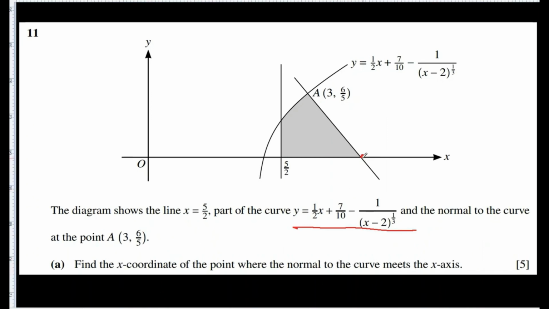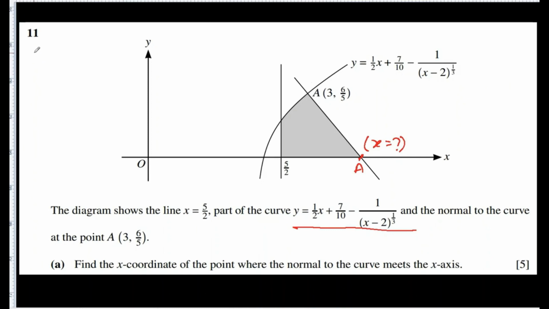So let's call it point A. They're asking us the x coordinate of A. What is the x coordinate? Alright, so to find this x coordinate we must know the equation of the normal, and that's why we'll have to find the equation of the normal.